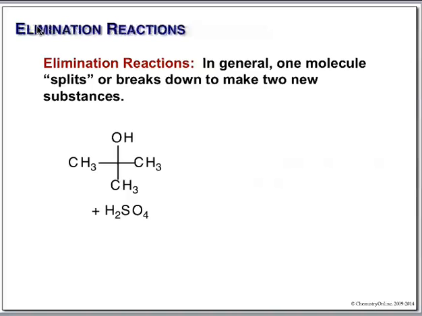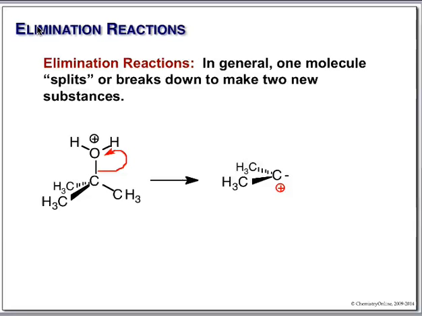Now, the mechanism. Step one, we're going to take a proton and stick it on our oxygen. Now, think about this. This looks a whole lot like water just sitting here, doesn't it? Looks like water bonded to this carbon. And basically it is. What we're going to do is lose this water. When we lose this water, it's going to take its electron pair with it. So here it goes, and we're going to form a carbocation. Positive carbon, where the water used to be.